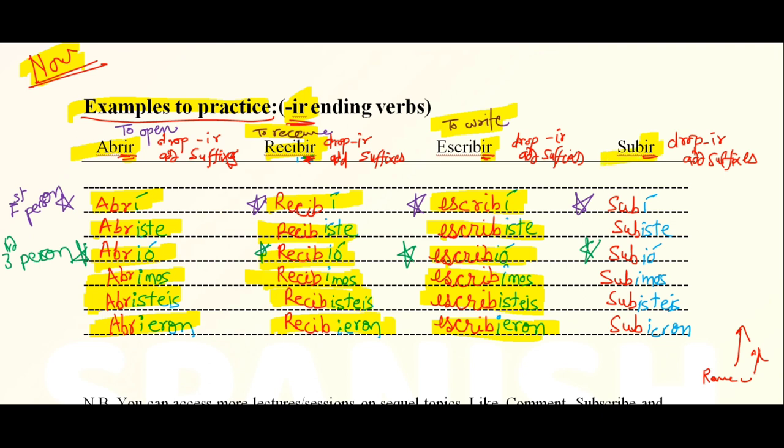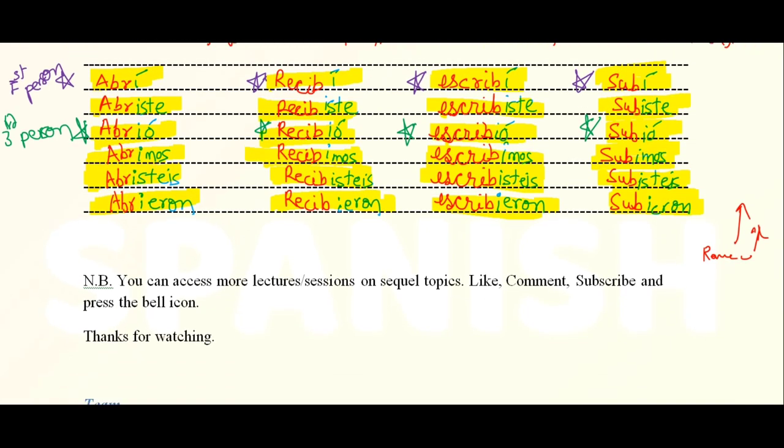Subir means to climb, to go up. To go up or to climb. The conjugations are as follows. Subí, subiste, subió, subimos, subisteis, subieron. To climb. These are four IR ending, pretérito indefinido, regular verbs.